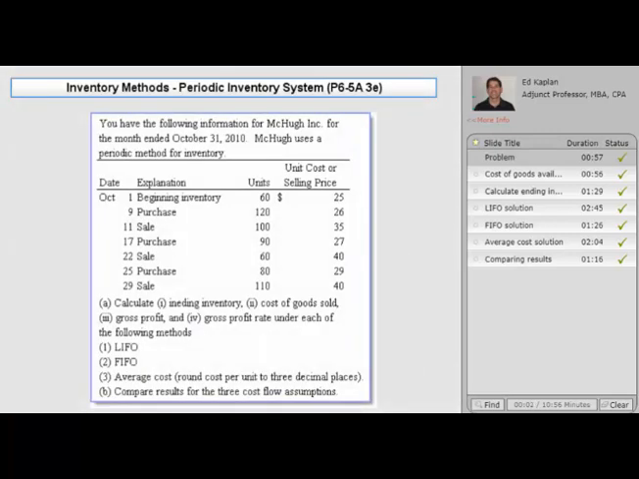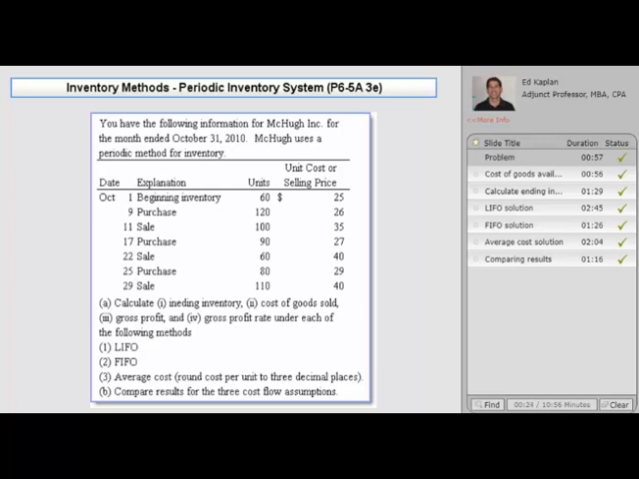You have the following information for McHugh Inc. for the month ended October 31st, 2010. McHugh uses a periodic method for inventory. And you see on the screen we've got beginning inventory value, we've got 3 purchases and 3 sales that all took place during the month of October.